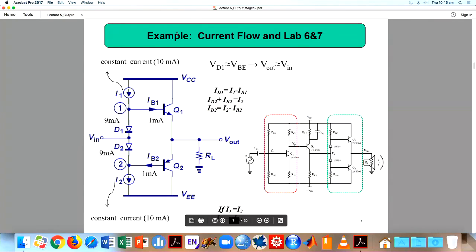Now my question is, somebody will ask you, you got this amplifier, that is a common emitter amplifier. Then what is this stage? Because you have done the lab.